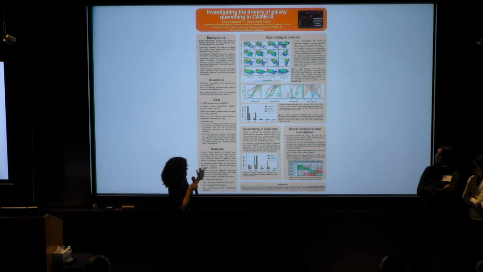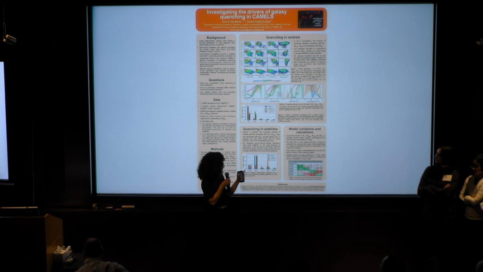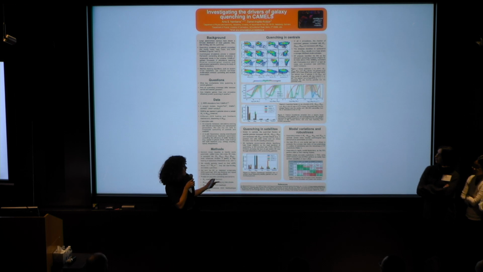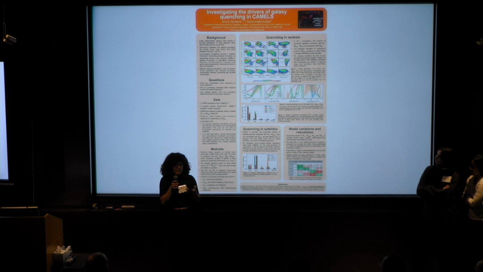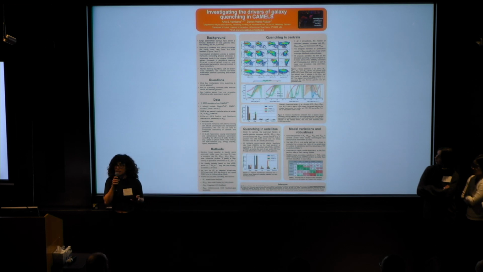But in satellite galaxies, the random forest picks up on different physics, on environmental effects such as halo heating or gas loss through interaction with other galaxies.